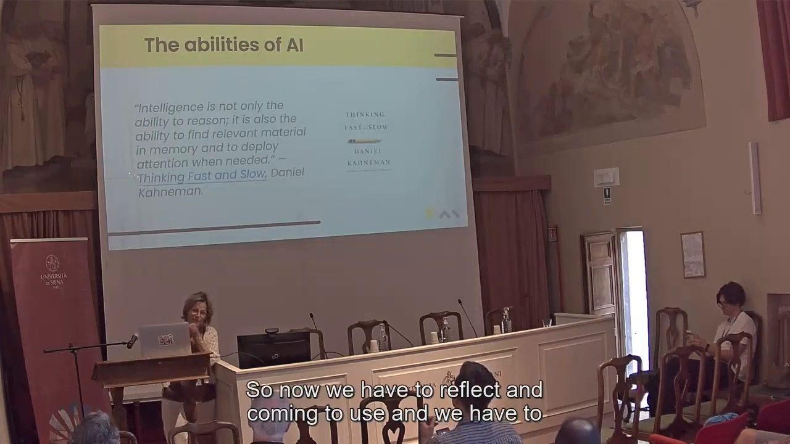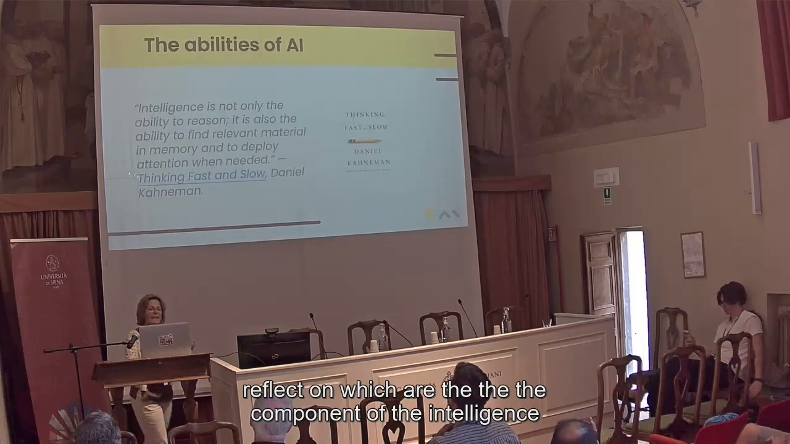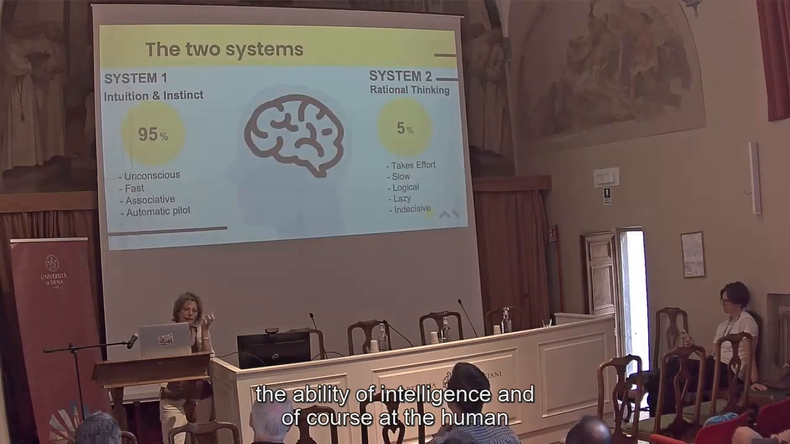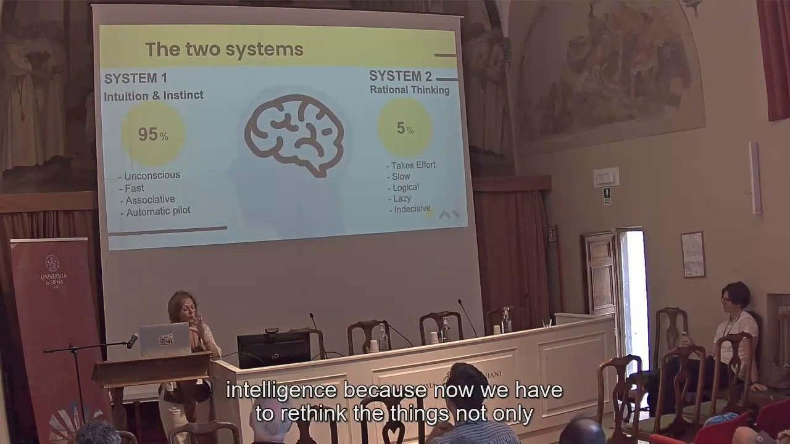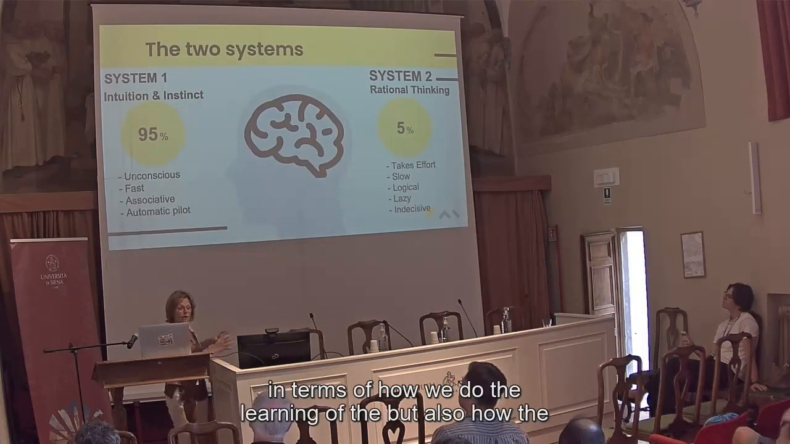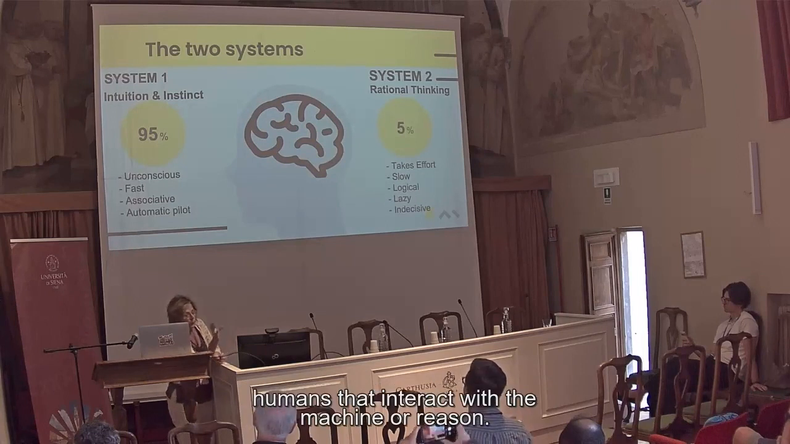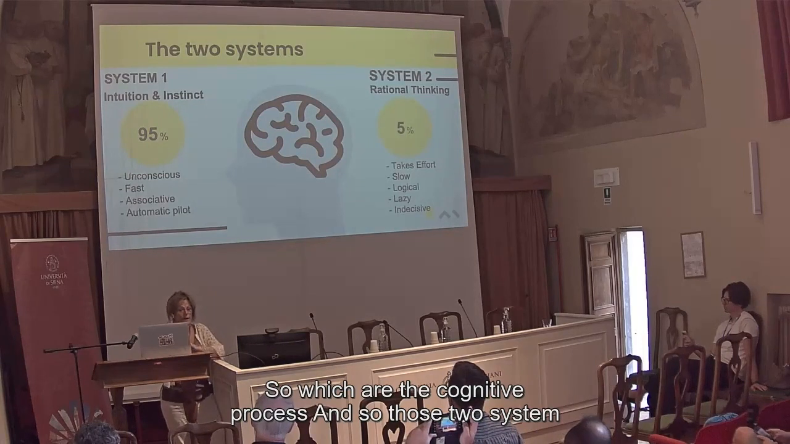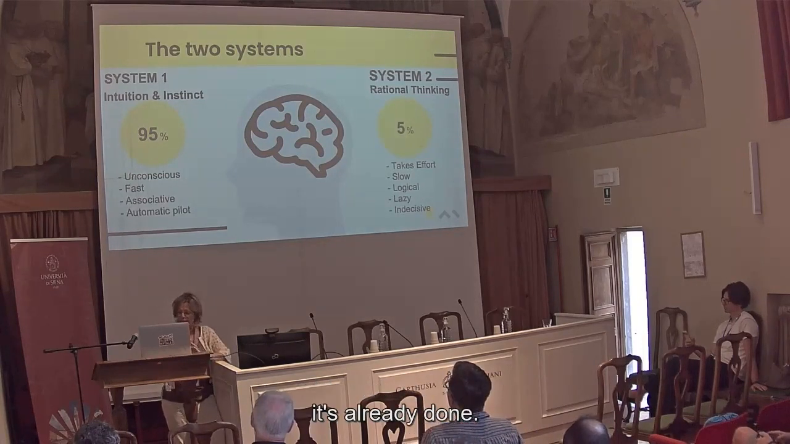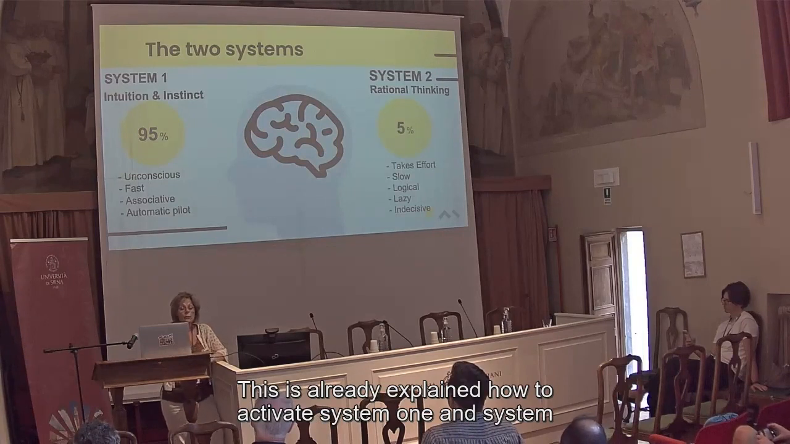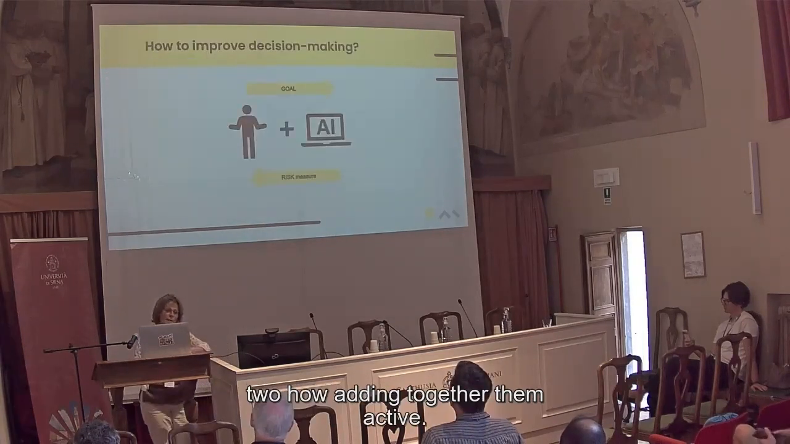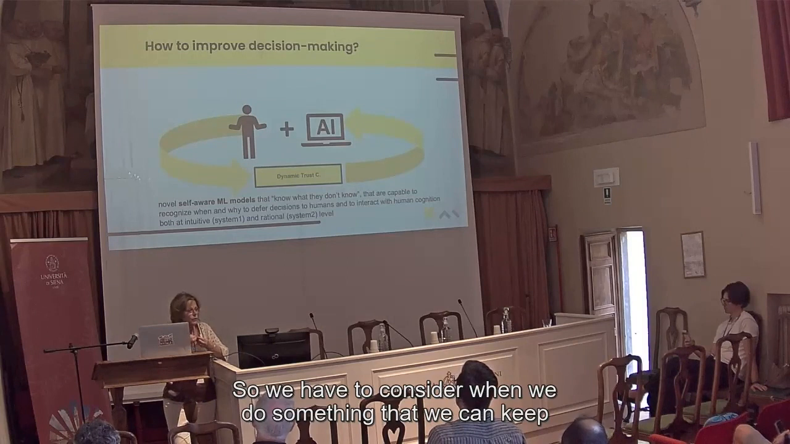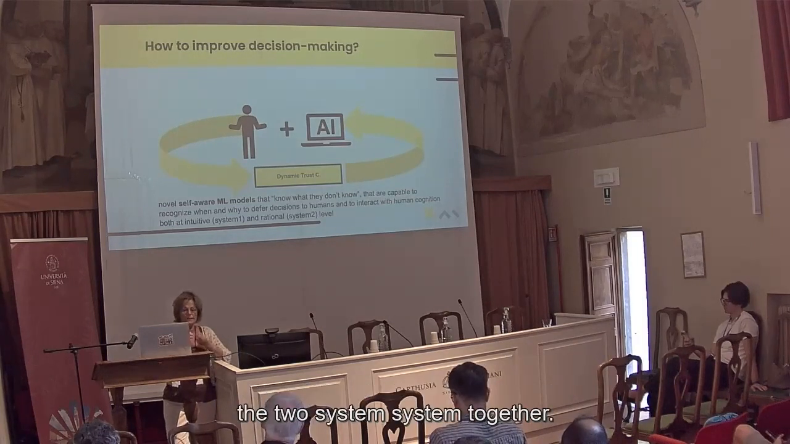That's why now we have to reflect on which are the components of intelligence, the ability of intelligence, and of course human intelligence, because now we have to rethink things not only in terms of how we do the learning, but also how the humans that interact with the machine reason, so which are the cognitive processes. Those two systems are already explained: how to activate system one and system two, and how to have them active together. So we have to consider that we can keep the two systems together.